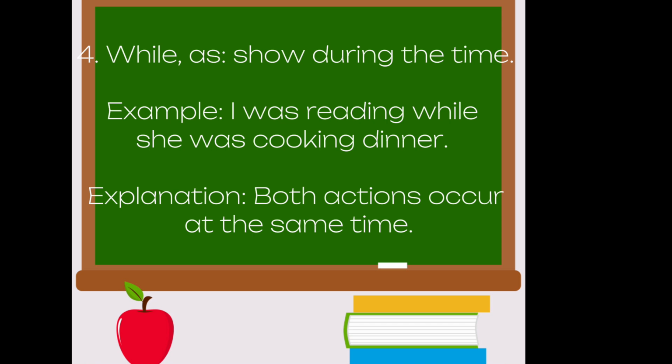This expresses the idea that I was reading while she was cooking dinner. Two actions were taking place at the same time. So while and as show during that time or an action in progress. We can use as in the place of while, that means. So when we explain this one, both actions occur at the same time.